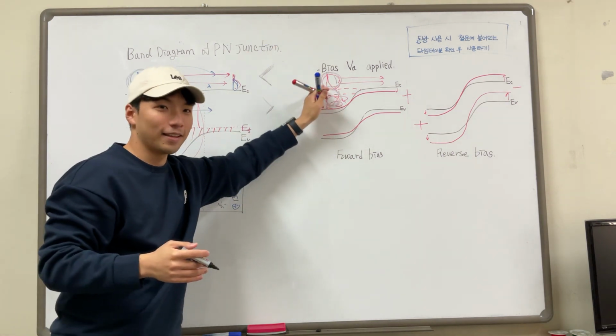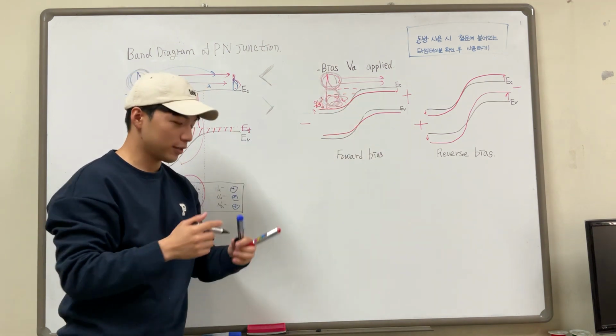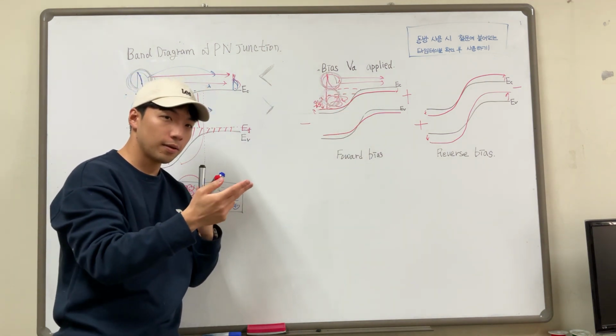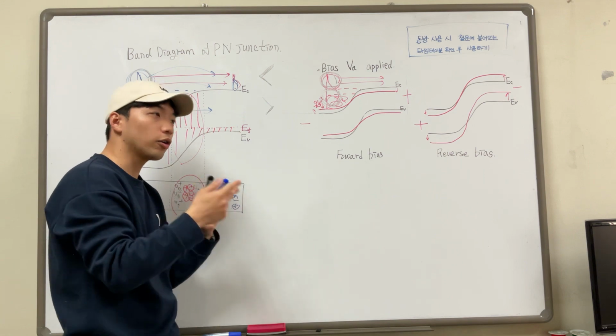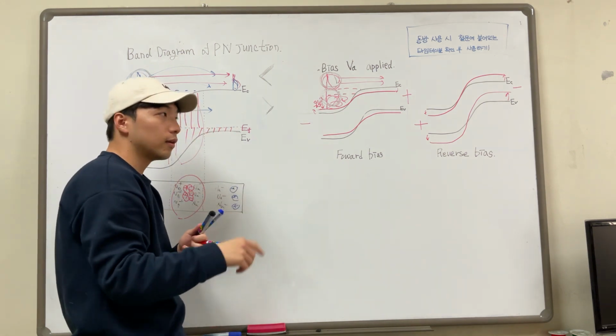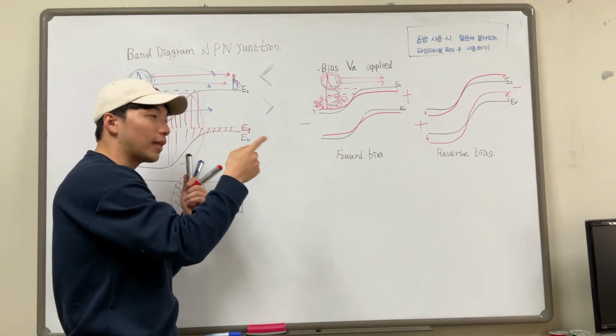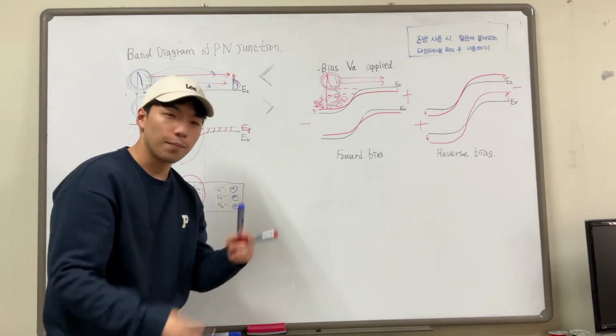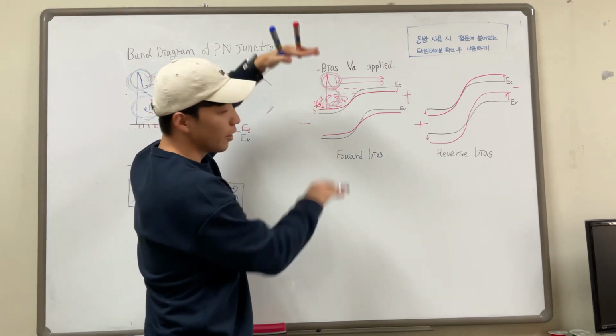Understand? Then the reverse bias case is harder for electrons to go from the n-type semiconductor to the p-type semiconductor, because the junction voltage is higher.